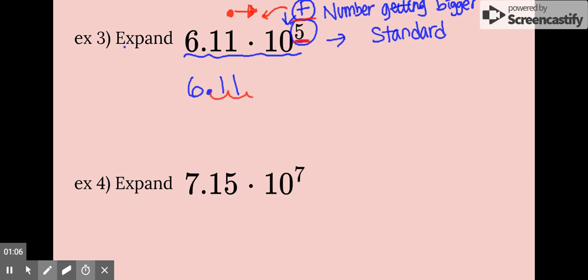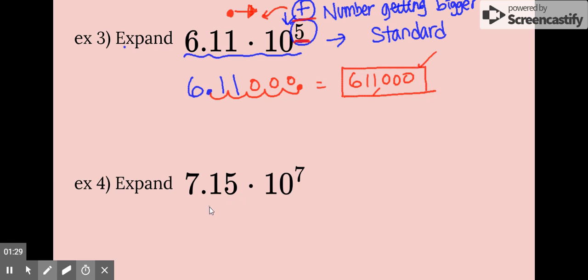So 1, 2, 3, 4, and 5. So you stop here, and then you're going to fill in with the 0s. So now what's the number? 611,000. This is the same number but in a different form. So this is scientific notation, this is standard form. So if you have this on your paper, then you're good to go.